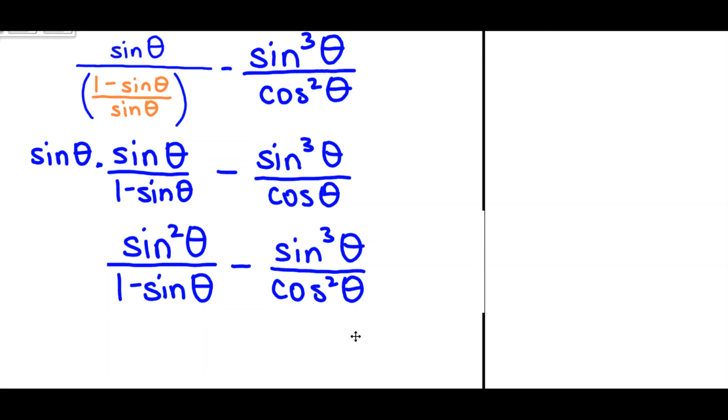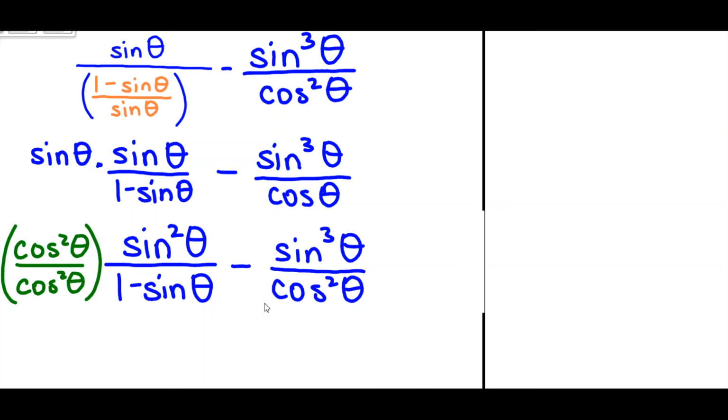Now, I'm looking at this and trying to figure out what I can do. And again, I'm kind of stuck. So one of the things that I can do is try to write this all as one fraction. And in order to write it as one fraction, I need to have a common denominator. So to do that, I'm going to multiply this fraction here by a silly form of 1. And that silly form of 1 is going to be cosine squared theta over cosine squared theta.